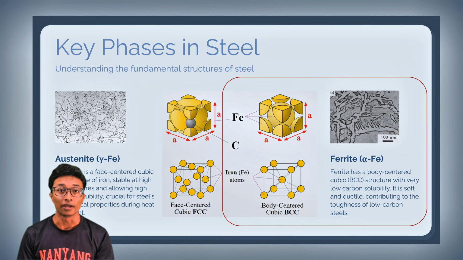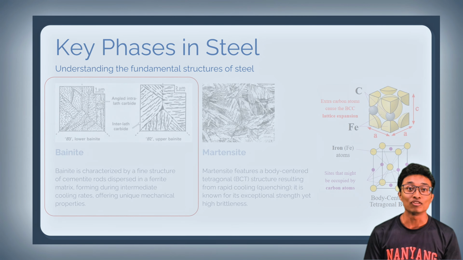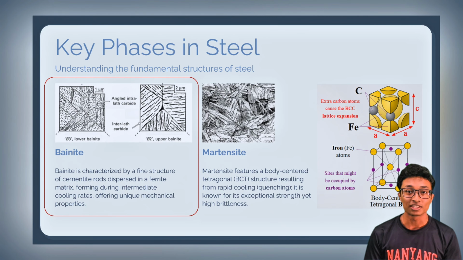Thirdly, pearlite. If we cool down the steel naturally or slowly, the carbon has plenty of time to organize, where it will form a zebra-like or fingerprint-like structure. Next, bainite. If we cool it down a bit faster, the carbon doesn't have time to make neat layers. It gets messy and forms needles or rod-like structures.